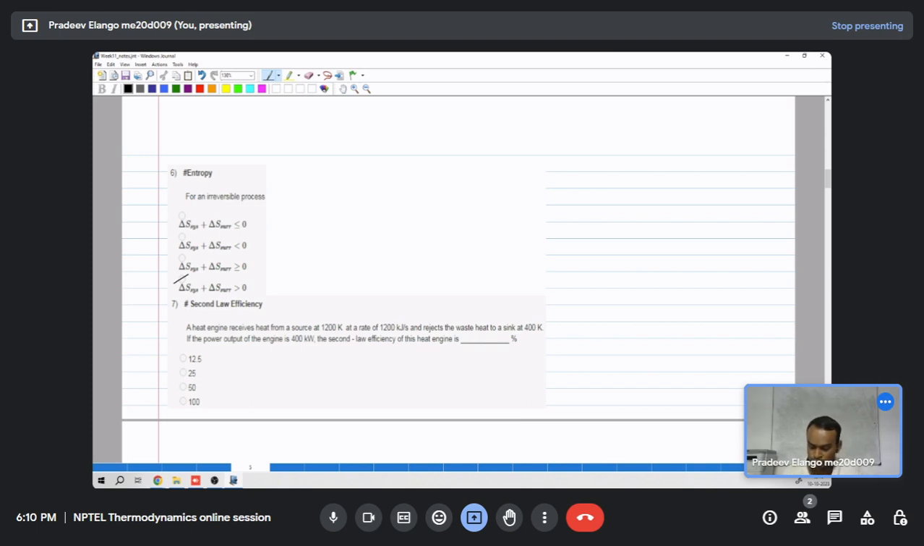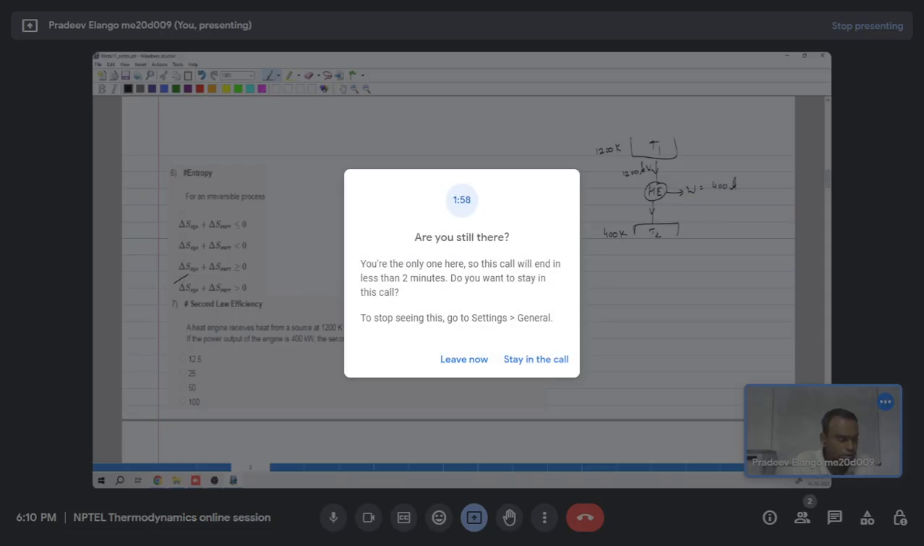Second law of efficiency. A heat engine receives heat from a source at 1200 Kelvin at a rate of 1200 kilojoule per second. So we have a heat engine operating between two thermal reservoirs, T1, T2. So this is at 1200 Kelvin, and this heat is 1200 kilojoule per second, or I will write it as kilowatts. And the sink temperature is 400 Kelvin. If the power output is 400 kilowatt.